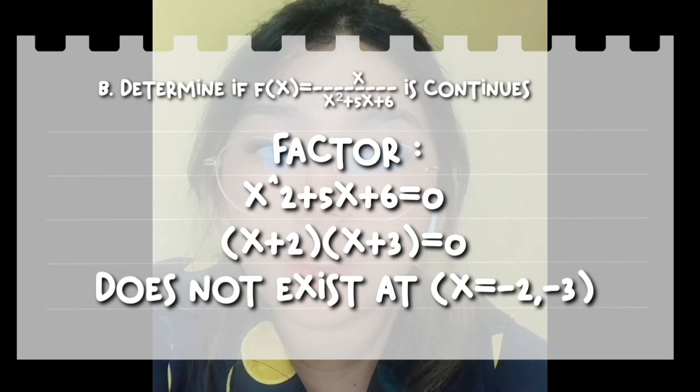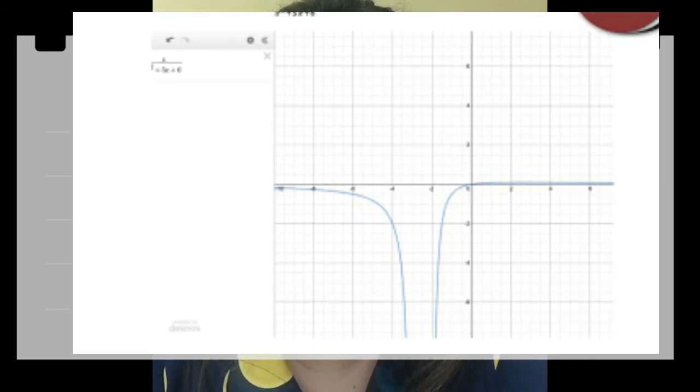Letter B, continuity on an interval. It's continuous from negative infinity to negative 3, negative 3 to negative 2, and negative 2 to infinity. The function doesn't exist at negative 2 and negative 3. It's continuous everywhere except at negative 2 and negative 3.